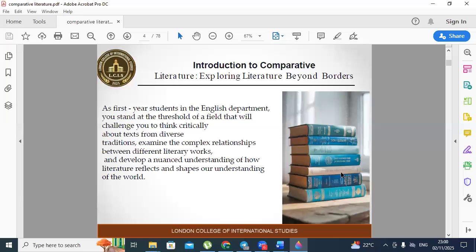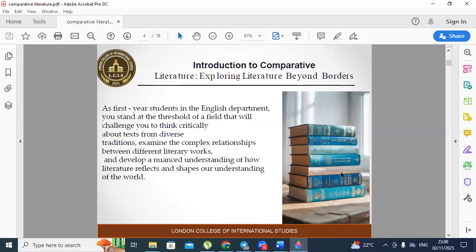As first year students in English departments, you stand at the threshold of a field that will challenge you to think critically about texts from diverse traditions, examine the complex relationships between different literatures and literary works, and develop understanding of how literature reflects and shapes our understanding of the world. So this slide builds on the previous one by addressing you, the first year student, directly.